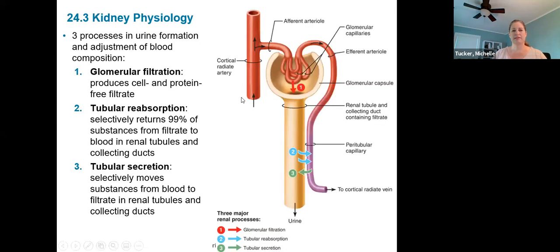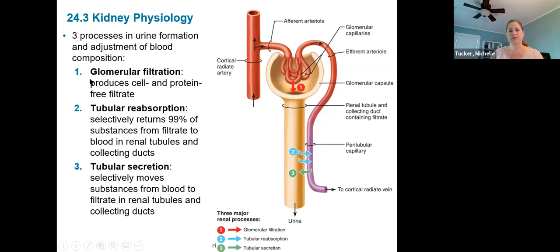So this is what we're going through today, the 3 steps of urine formation. First, we'll talk about glomerular filtration. Second, we'll talk about tubular reabsorption, and then we'll talk about tubular secretion. With the loop of Henle, we're going to save the details of physiology for Wednesday, okay? So this is most of it, but not all of it.